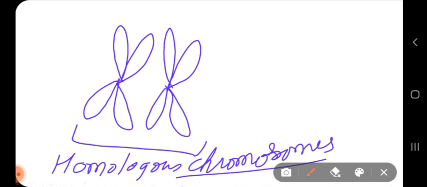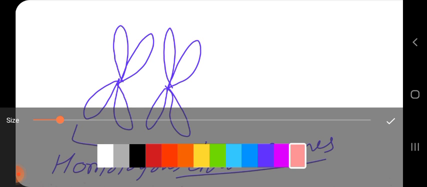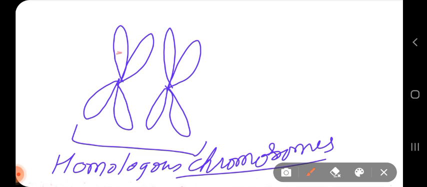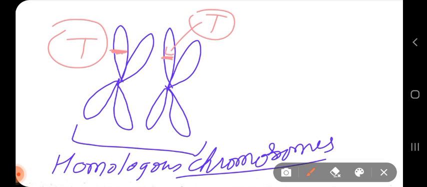Homologous chromosomes for the plant, and suppose at this location there is a dominant allele representing the tallness of the plant. In the same location there is also the same allele representing the tallness of the plant, so that will be called homozygous.